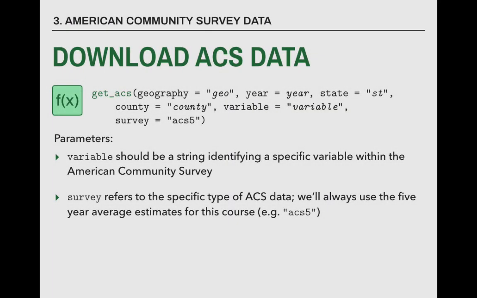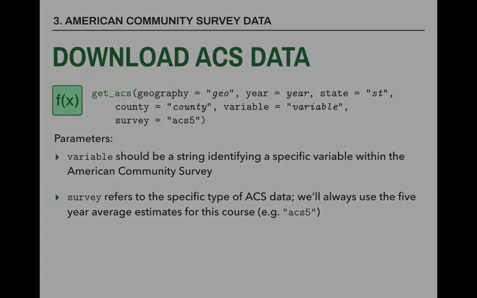Once you have a variable name, we use the getACS function to specify the data we want to download. The parameters are going to be largely the same as those that we used for the census arguments: geography, year, state, county, etc. But we have an extra argument now, the survey parameter. So we'll use the 5-year average estimates for this course, ACS5, along with specifying the variable we're interested in.